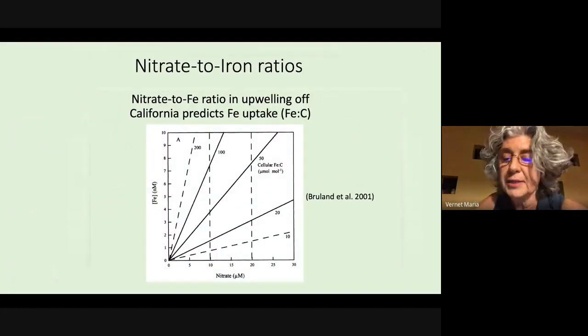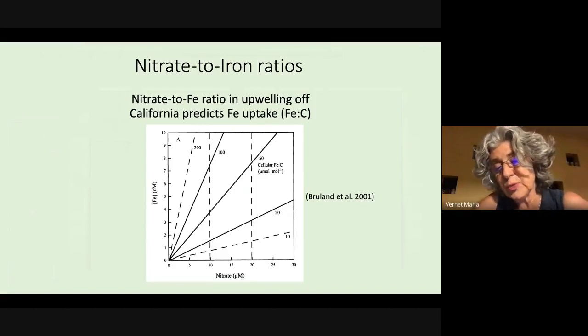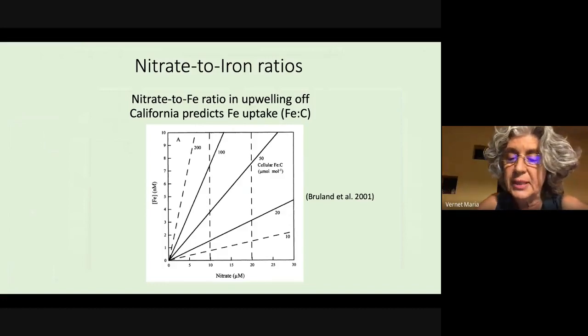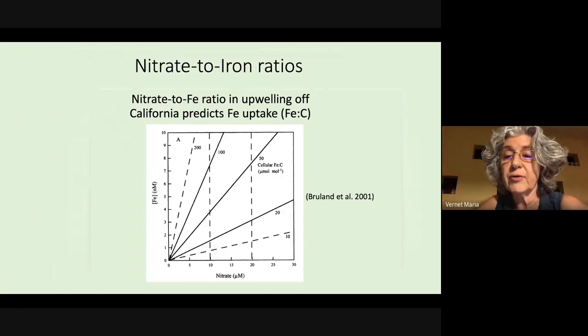In 2001, Brundtland et al. proposed for the California boiling system that the ratio of nitrate to iron in the water column would affect the ability of the phytoplankton to absorb iron. And that would be explained as the iron to carbon ratio in the cell. At high iron concentrations and low nitrate, we would expect a high iron to carbon in the cell, and the opposite is true. And the range that they gave was about 200 for the iron-rich environments and about 10 or lower for the iron-limited environments.